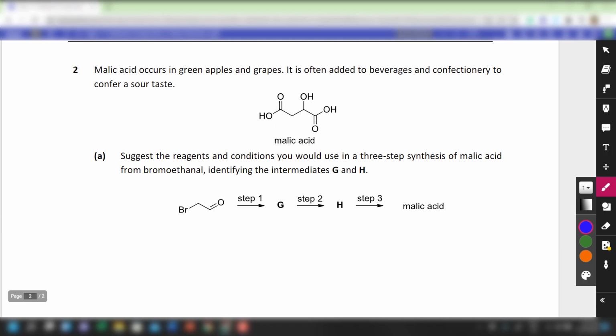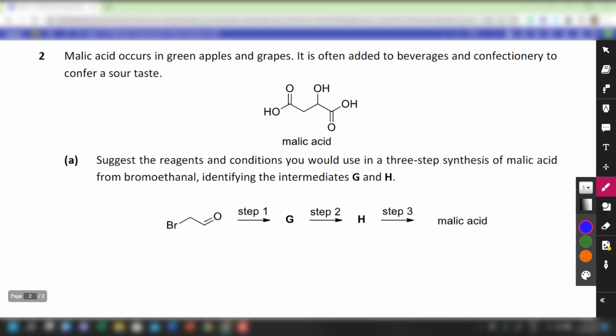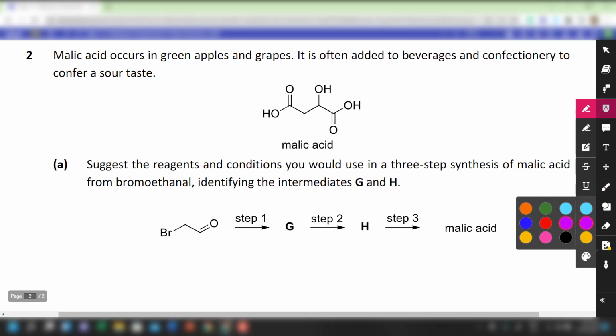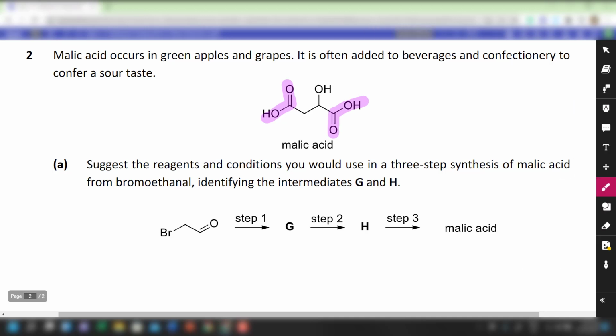Okay, so for question 2, we have malic acid, which occurs in green apples and grapes and is often added to beverages and confectionery to confer a sour taste. So I have malic acid here. You notice that malic acid is a dicarboxylic acid. I'm just going to color code the carboxylic acid functional group. Suggest the reagents and conditions you use in a 3-step synthesis of malic acid from bromoethanol, identifying the intermediates G and H.